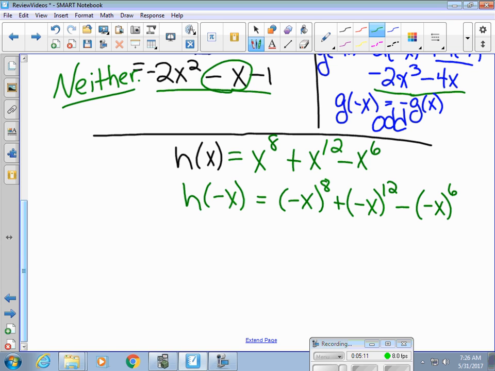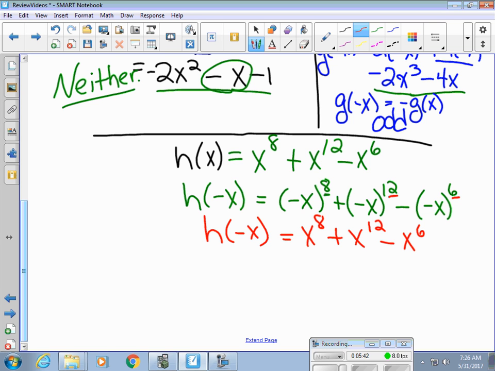Well, you do know that a negative times a negative is a positive. That means every time that we have negative numbers that we're raising to an even exponent, we're going to get the positive number. So in this case, we're going to end up with x to the 8th. Again, we've got an even exponent, plus x to the 12th, minus, because that was there, again, 6 is even, x to the 6th. And let's see what we've got.